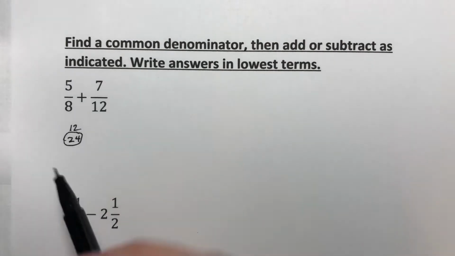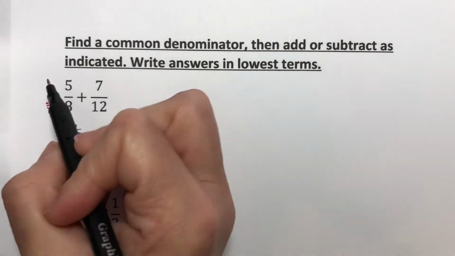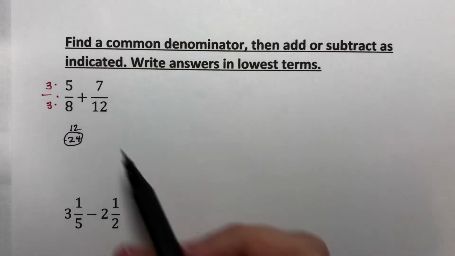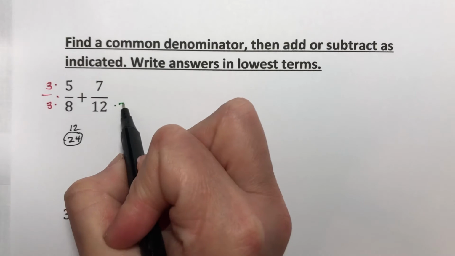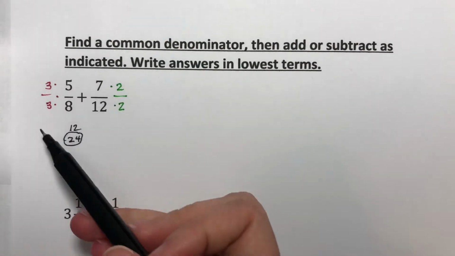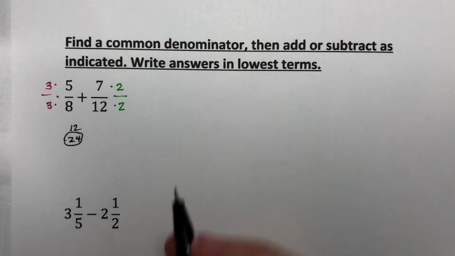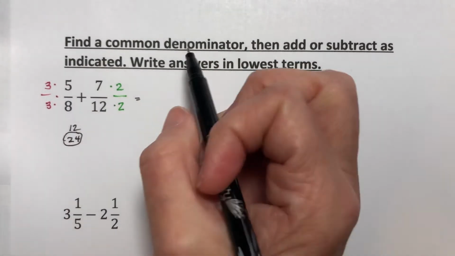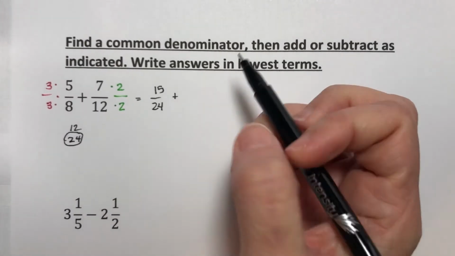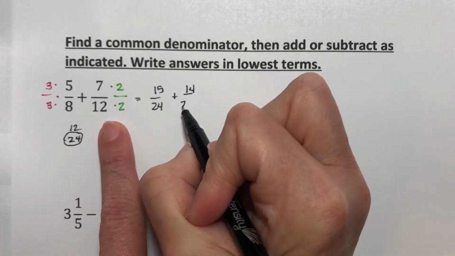8 times 3 gives me 24. So I need to multiply this by a 3 to make it into 24, but to do that, I also need to multiply the top by a 3. On this side, 12 times 2 gives me 24. So I have to multiply the top by a 2 as well. 3 over 3 is a 1. I'm multiplying by 1, so I'm not fundamentally changing the value of the number. Same thing's happening here. I'm multiplying by a 1. 3 times 5 is 15. 3 times 8 is 24. Plus 7 times 2 is 14. 2 times 12 is 24.